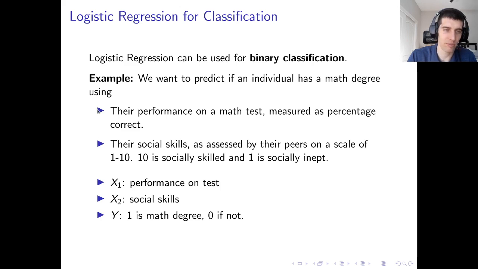This is a contrived example, but we're going to use these two as predictors to decide the outcome of this y variable, which I've assigned 1, the heads outcome in my Bernoulli random variable, if the individual has a math degree, and 0 if the individual does not have a math degree. So I have two predictors, and then this y outcome.